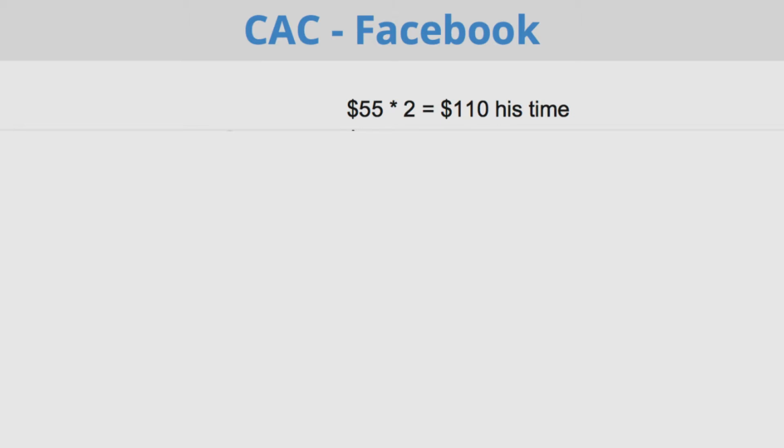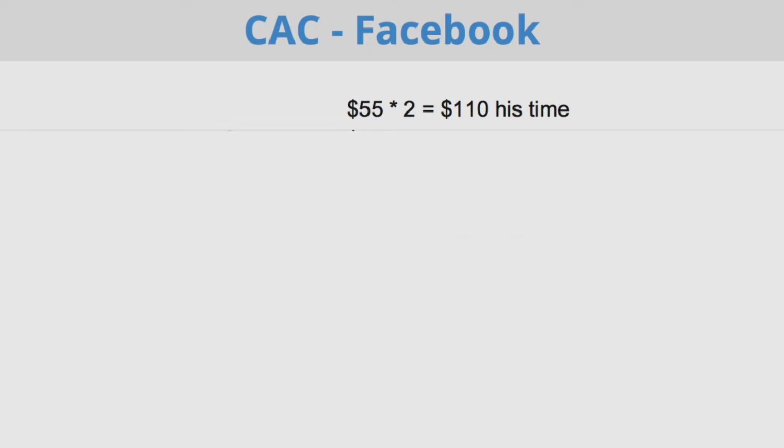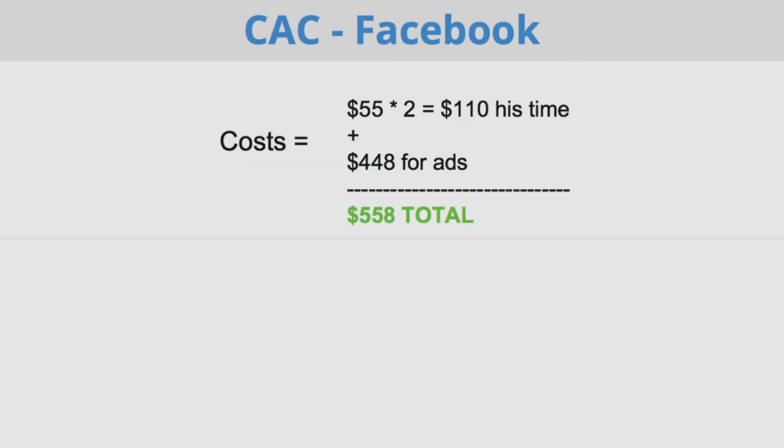So if he spends 2 hours creating ads and setting up the Facebook campaigns, that means he spent $110 of his time. Now this cost is sometimes overlooked, but it is part of your costs. So it is calculated as part of your cost of acquisition, or CAC. So we can calculate CAC by taking the upfront time cost, which was $110, and then adding the actual money spent, which was $448.